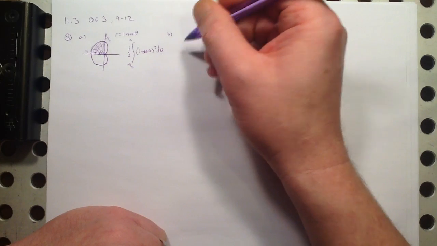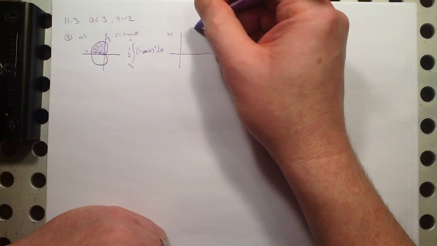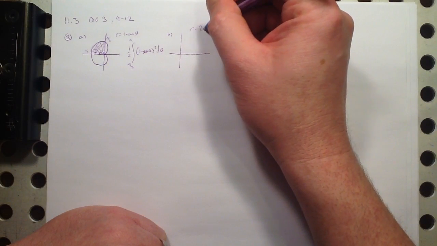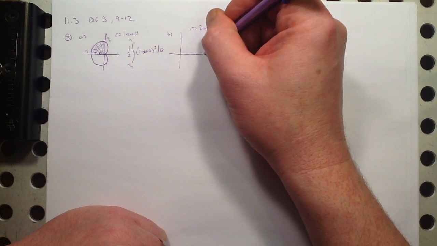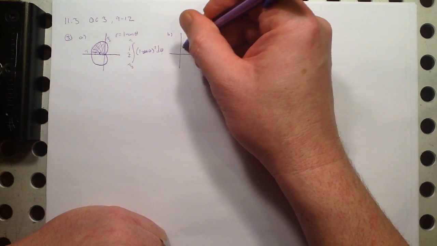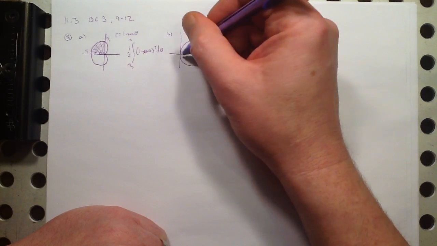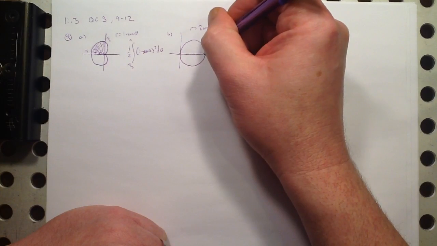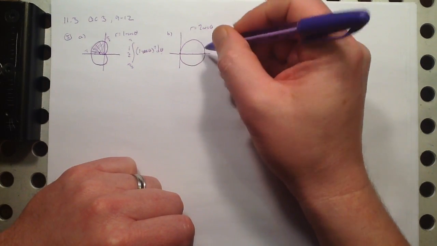For B, we've got what looks like a cosine circle. r equals 2 cosine theta. That's a circle with radius 1. It starts here, comes around like that, and back around like this. This tells us how far out we are at the very start, so that's the diameter of the circle. Not that that really matters.